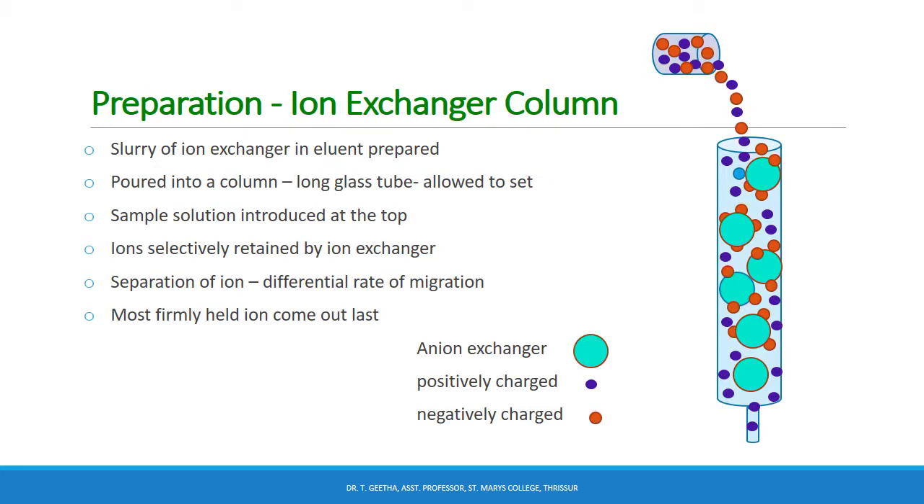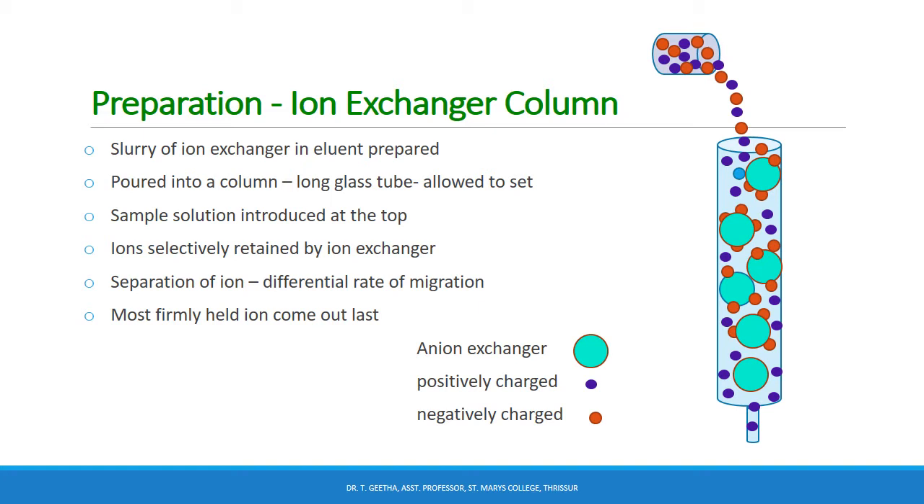Most of the columns used in ion exchange chromatography are prepared industrially and readily available in the market. For simple applications, an ion exchanger column can still be prepared. The first step is the preparation of the slurry of ion exchange resin in eluent. This is then poured onto a column and allowed to set. The sample is introduced at the top of the column.